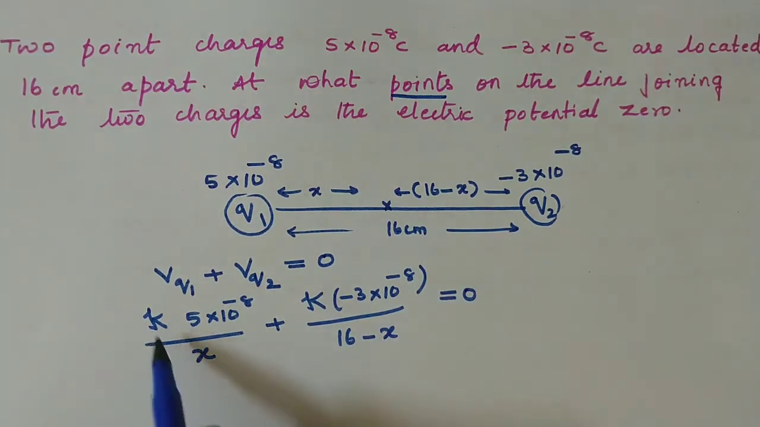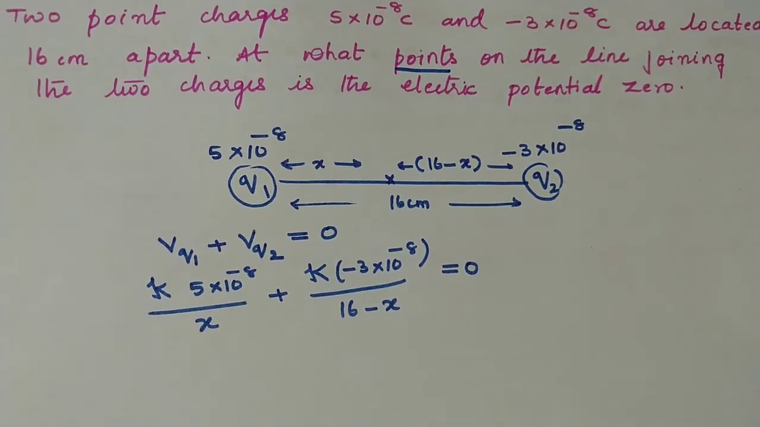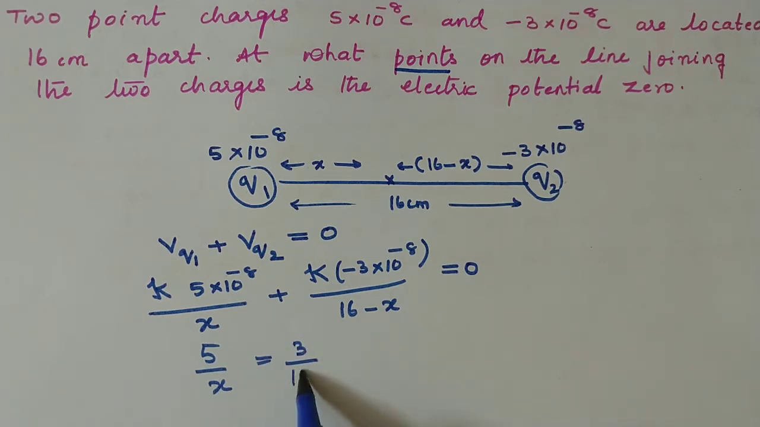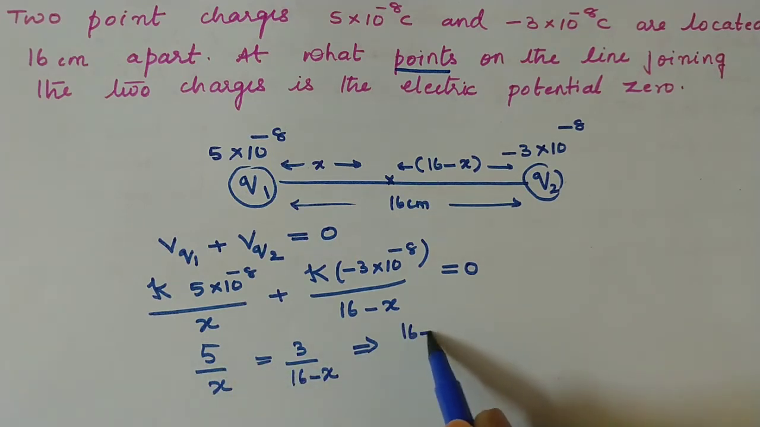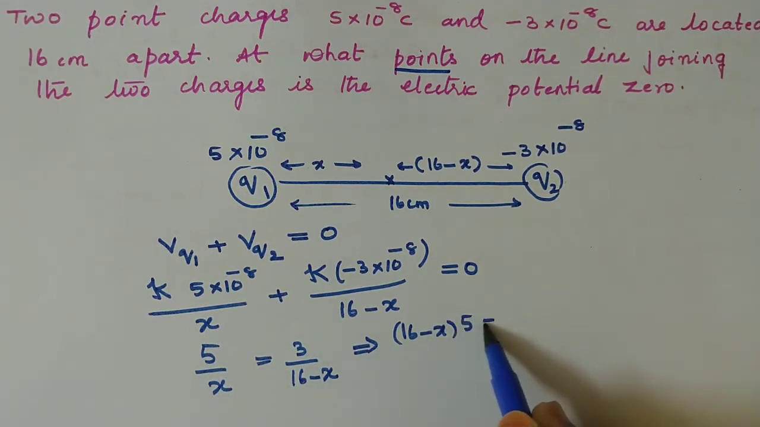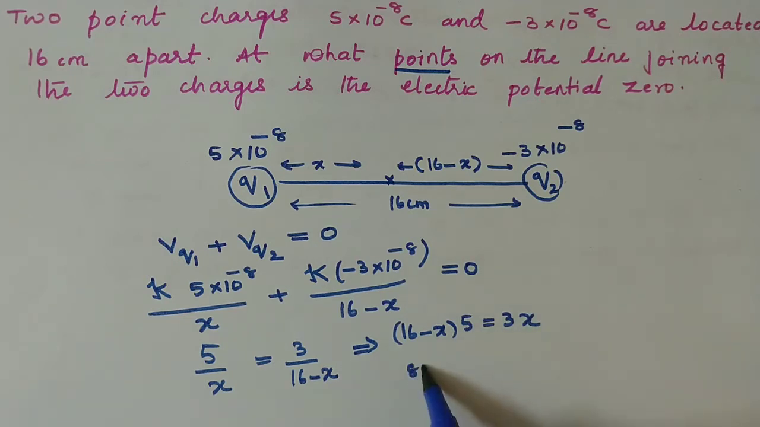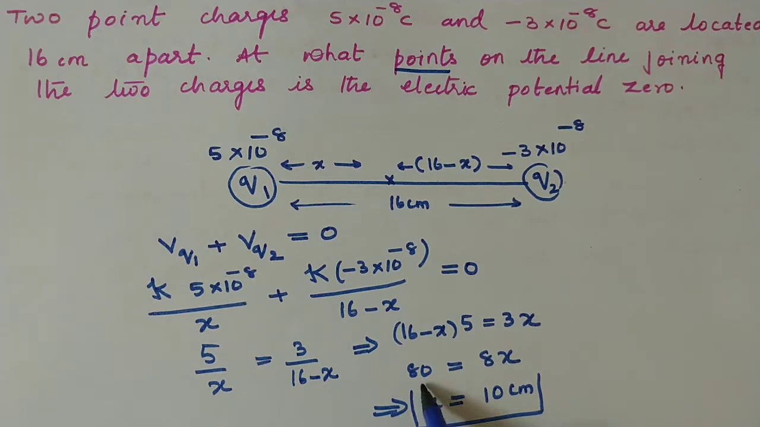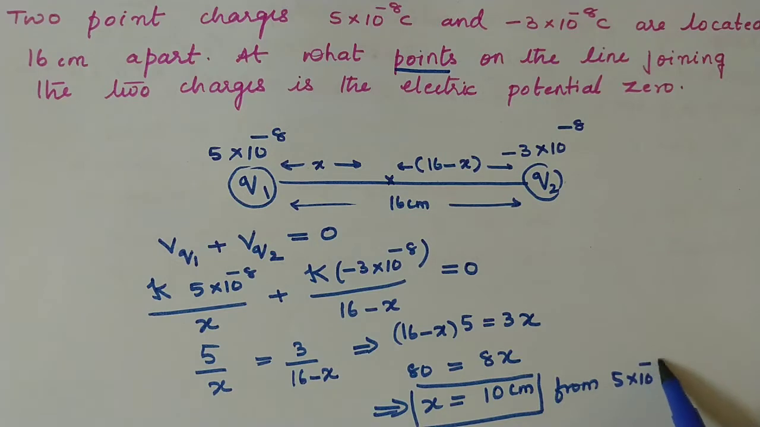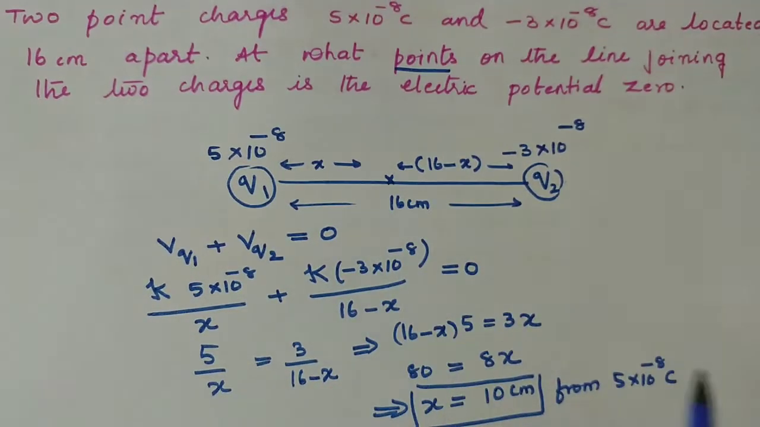So simplify this. k will anyway cancel. So 5 by x should be 3 by 16 minus x, which implies (16 minus x) into 5 should be 3x, or 80 is equal to 8x, which implies x is equal to 10 centimeter. So at a distance of 10 centimeter from the 5 into 10 power minus 8 coulomb charge, potential will become 0.